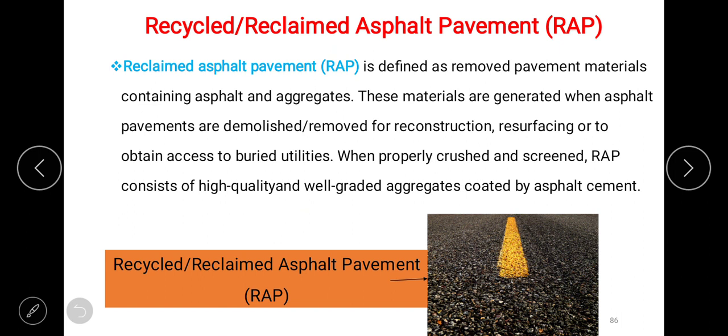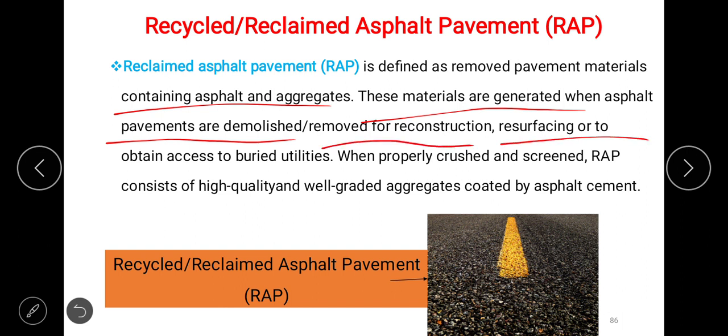Reclaimed asphalt pavement, RAP, is defined as the removed pavement materials containing asphalt and aggregates. These materials are generated when asphalt pavements are demolished, removed for reconstruction, resurfacing, or to obtain access to the buried utilities. When properly crushed and screened, RAP consists of high quality and well graded aggregates coated by asphalt cement. You can see from the photograph also.